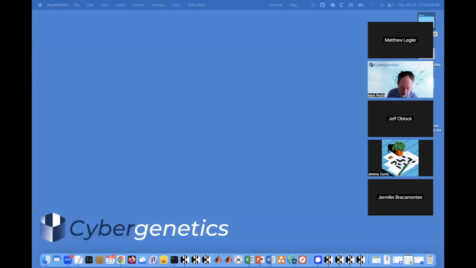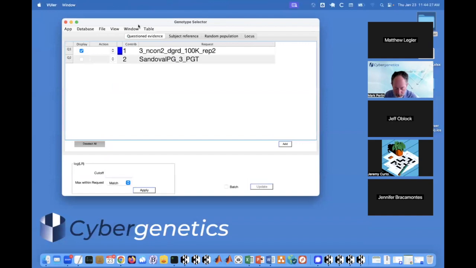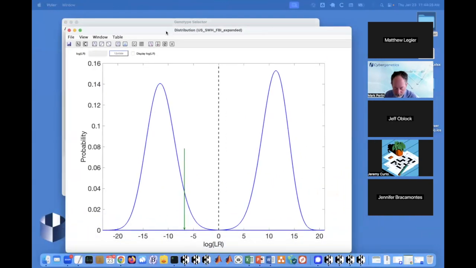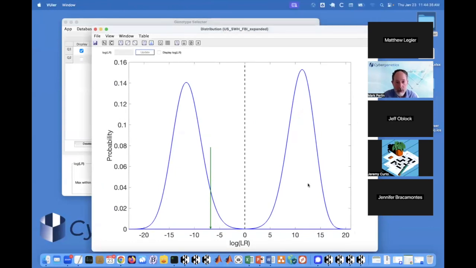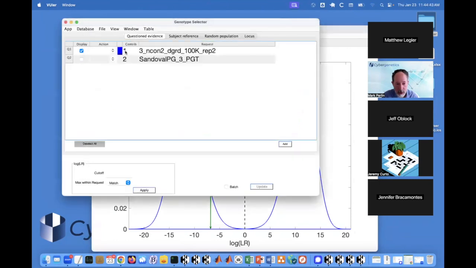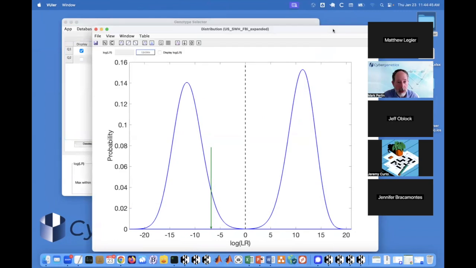Okay. Let me just grab the right window here. And so what we are seeing here is the distribution, non-contributor and contributor from TrueAllele. So this is the TrueAllele inferred evidence genotype and what that looks like. Okay, can I talk about that for a second?